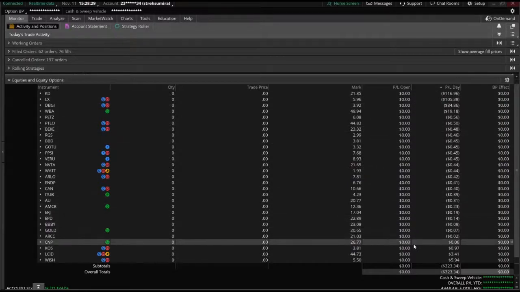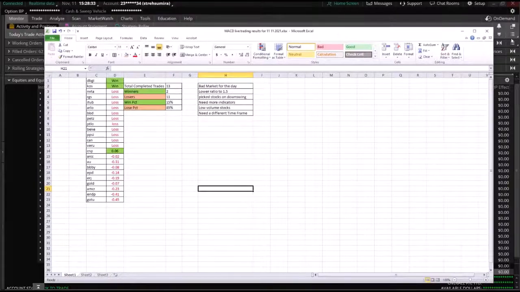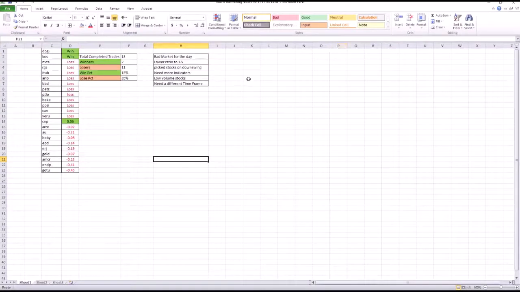So I'm going to show you here a little bit more in detail the results, and this may or may not be surprising for you, but we had a total completed trades for the day of 13. We only had 2 winners and 11 losers for a win rate of around 15% and a lose rate of around 85%.